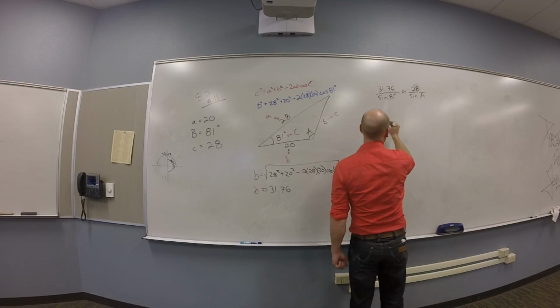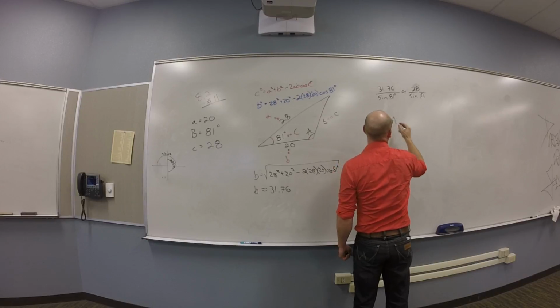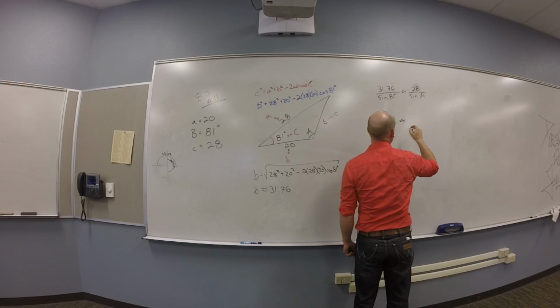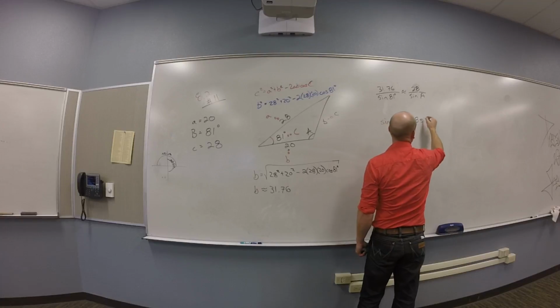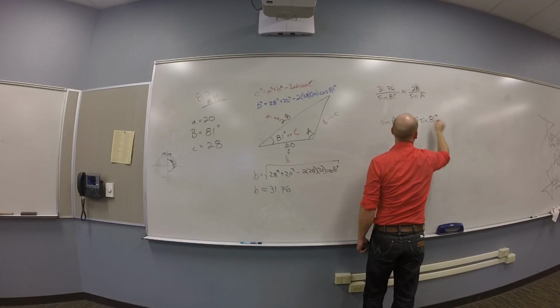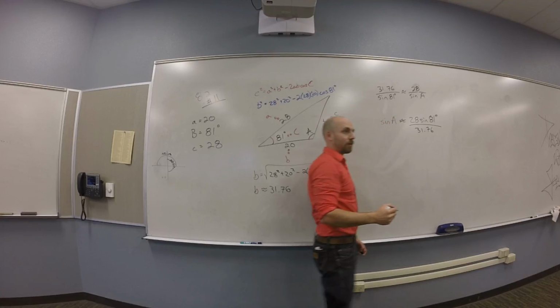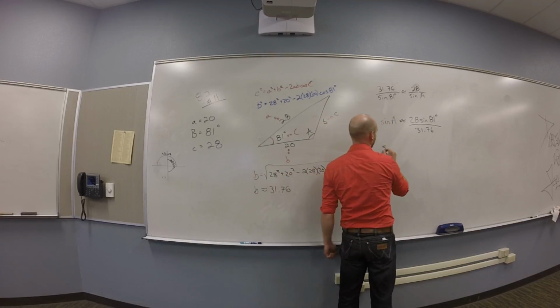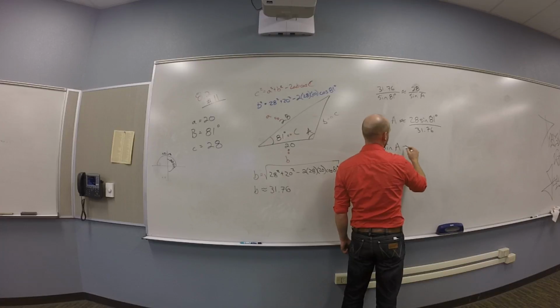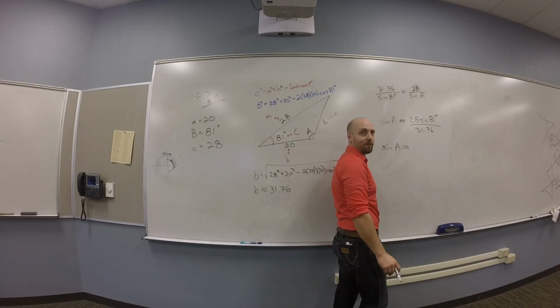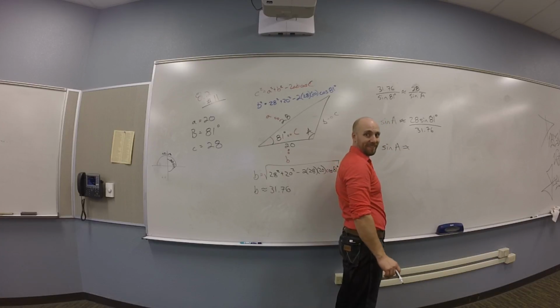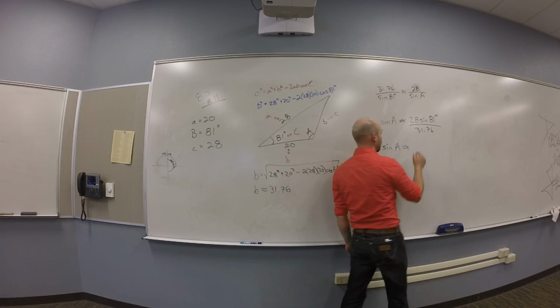Okay. So sine of A then is basically 28 times the sine of 81 degrees over 31.76. You want an exact? Yeah, hit me with an exact number. So I get sine of A is, oh, and by exact value I mean hit me with an approximation. 0.87.